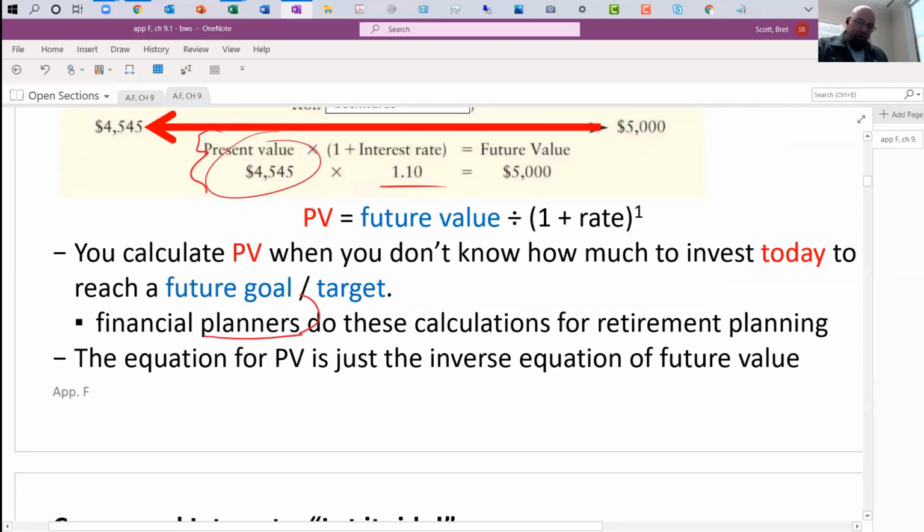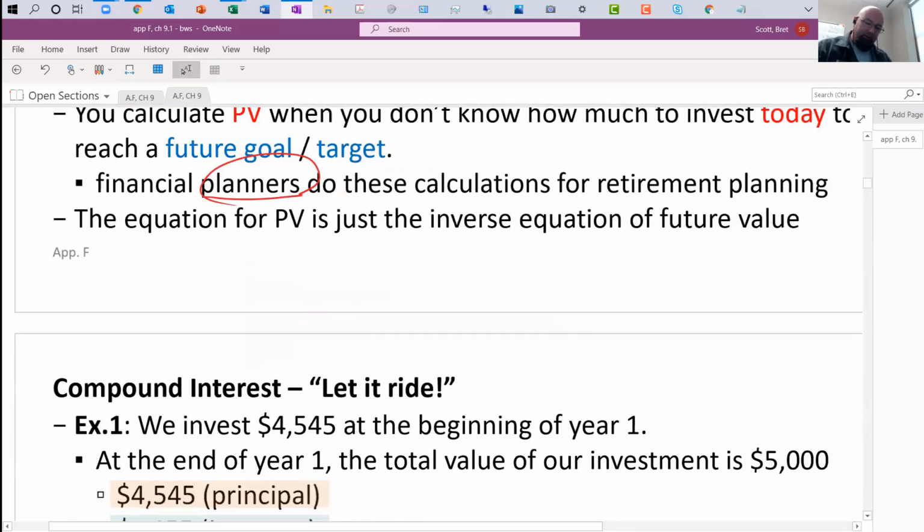Financial planners do the above all the time. And their goal, of course, if you're a financial planner, is to help your clients plan for retirement, put their money that they have right now into some type of investment fund to make sure it grows to that future target amount. We know the target, we just need to know how much to plan right now.